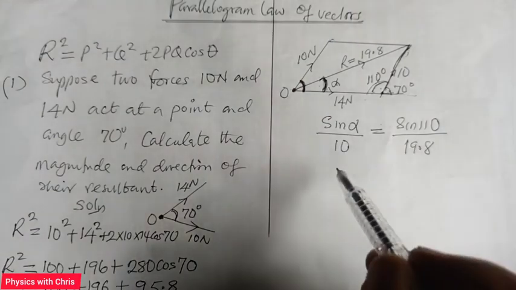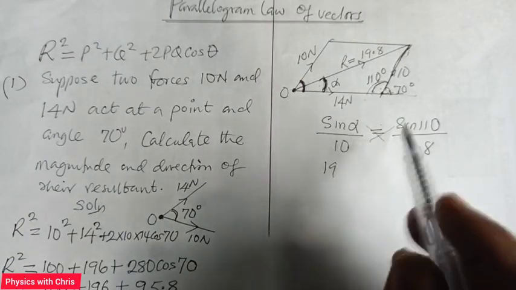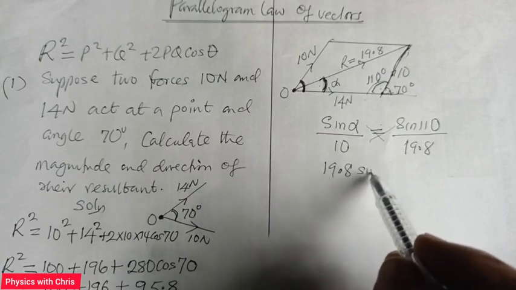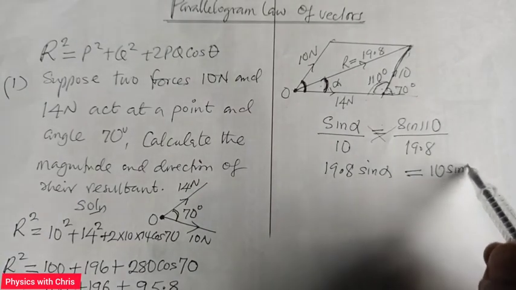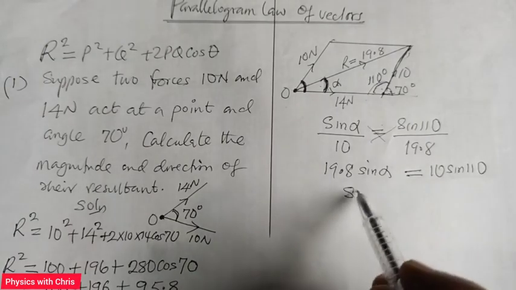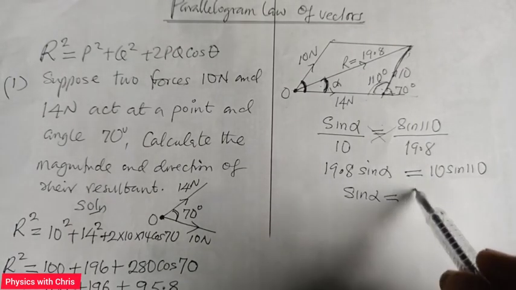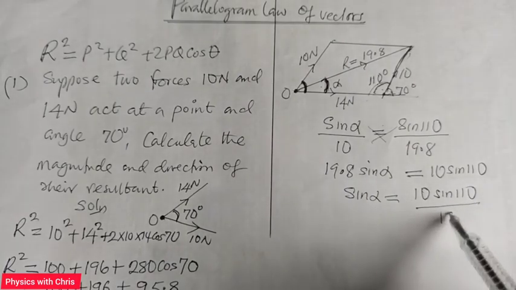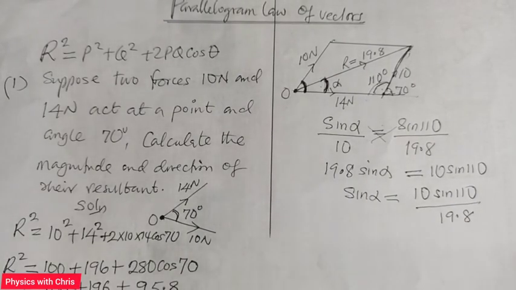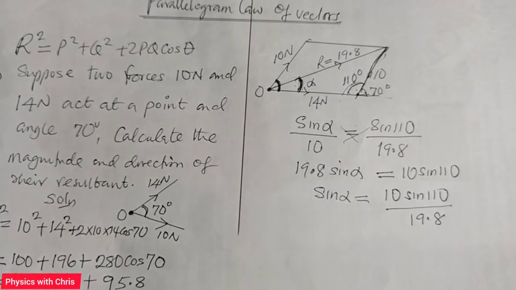If I cross multiply, I have 19.8 sine alpha equals 10 sine 110. So that my sine alpha now equals 10 sine 110 divided by 19.8. I'm going to evaluate that directly.